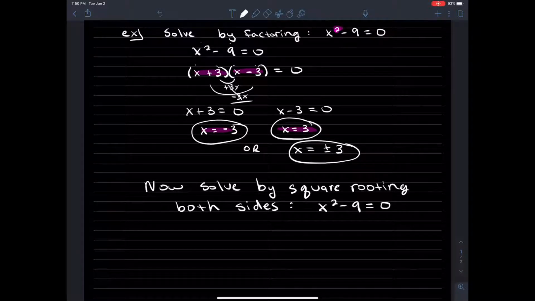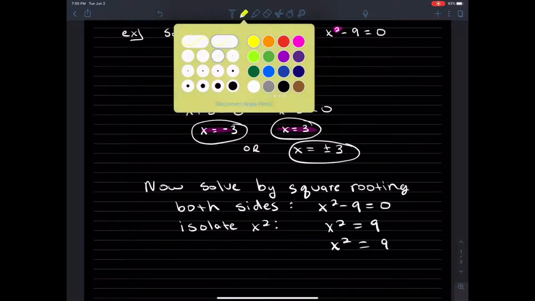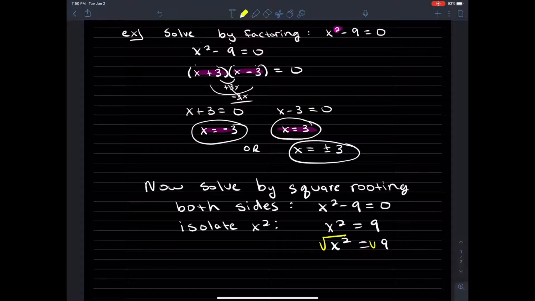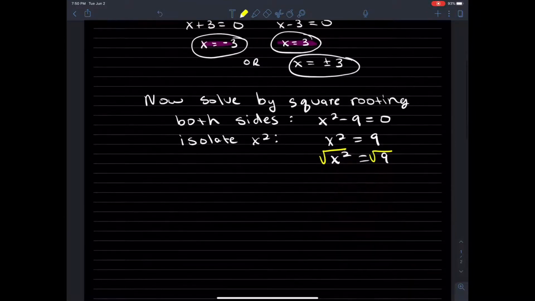But we don't just do it right off the bat. You first isolate x squared. So we add 9 to both sides, so we get x squared equals 9. And then we can take the square root of both sides. If you remember, the square root of x squared is actually the definition of absolute value of x. The square root of 9 is 3.